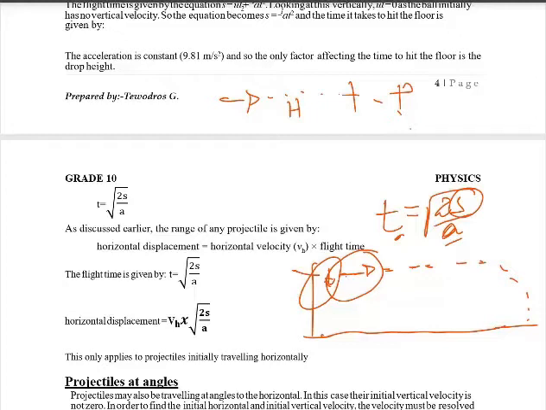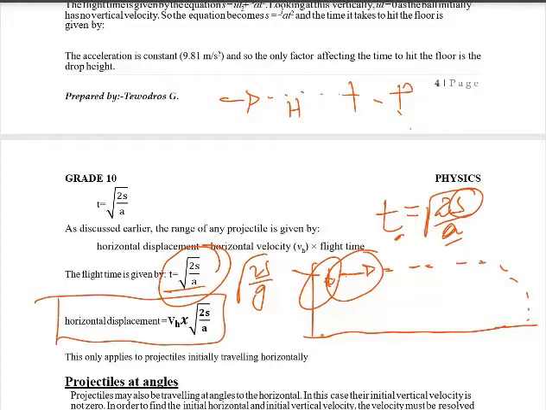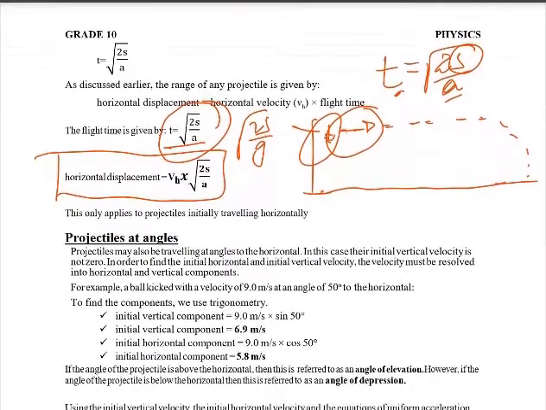time. Therefore, if you are asked to calculate the flight time for horizontal projection, you must use t is equal to under radical of 2s over g, or 2s over a. A is the acceleration; in this case, it's gravity. You can make it under radical of 2s over g also. And if you are asked to determine the horizontal displacement, horizontal displacement is equal to horizontal velocity times flight time. The flight time is under radical of 2s over g. Therefore, for horizontal projection, you can calculate the horizontal displacement or range by using horizontal velocity times under radical of twice of s over g.